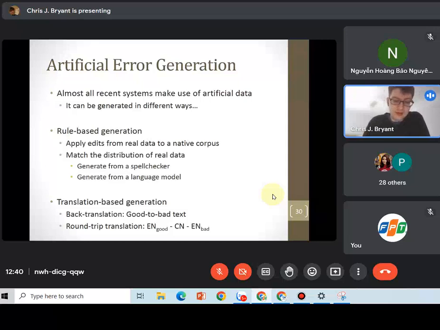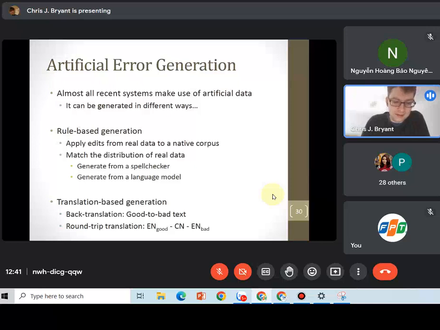Another approach is to do translation-based generation, and it's back translation is what it's called, and effectively you're building a grammatical error correction system backwards, where you start with good text and you get your bad text. So you're training a model to add noise to the text, and then you can use that to generate as much artificial data as you want.